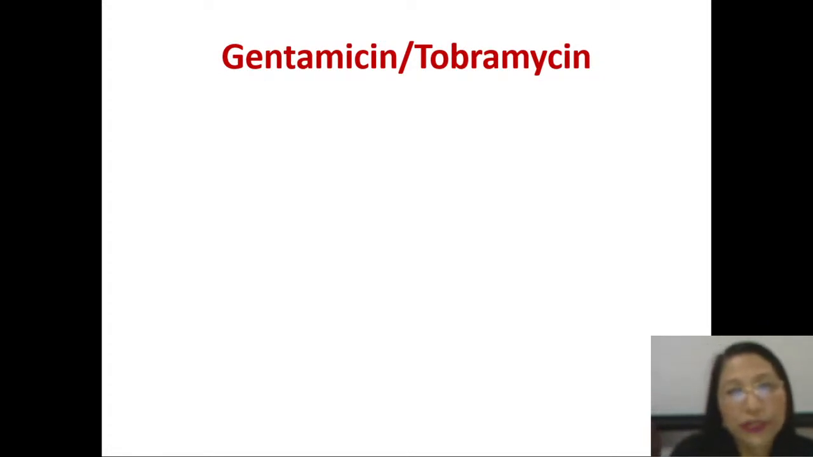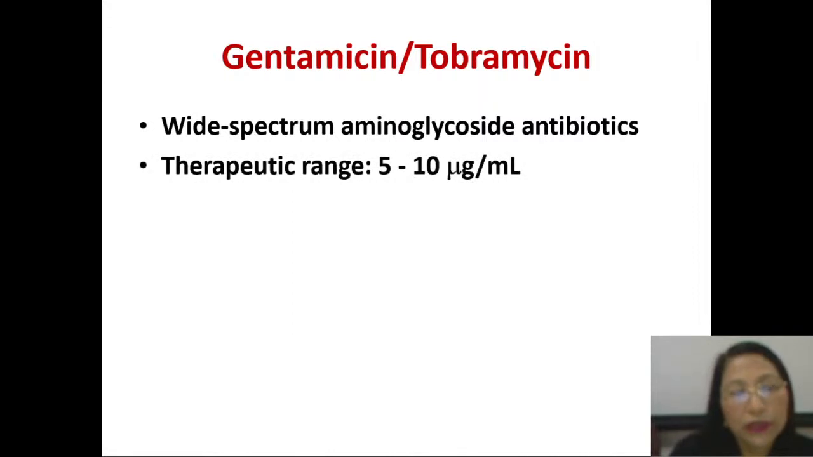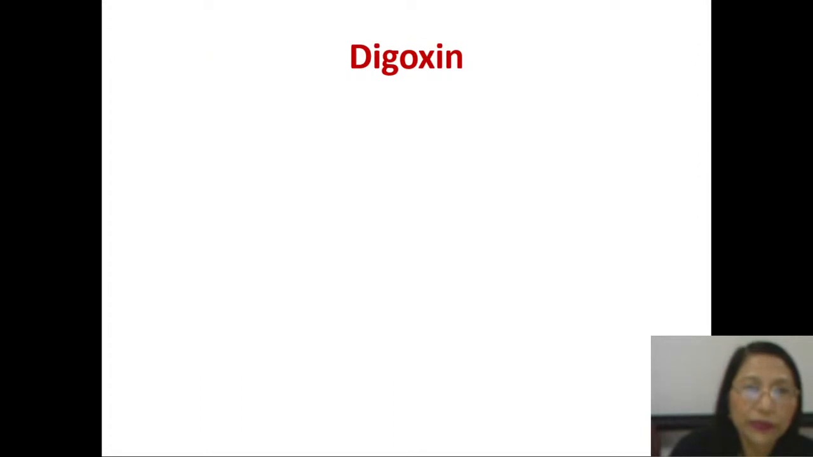Another example is gentamicin or tobramycin, which are aminoglycoside antibiotics. They have a therapeutic range of 5 to 10 microgram per ml, and more than 15 microgram per ml, they can result in ototoxicity and nephrotoxicity, which are the toxic effects of the aminoglycoside antibiotics.